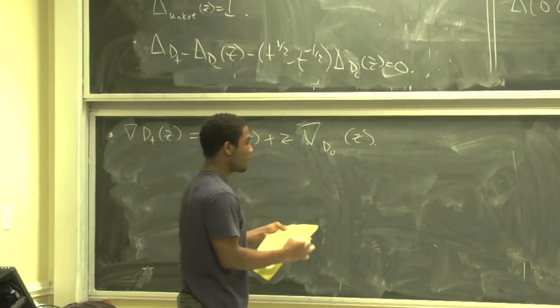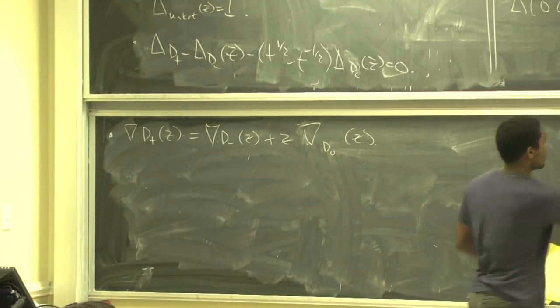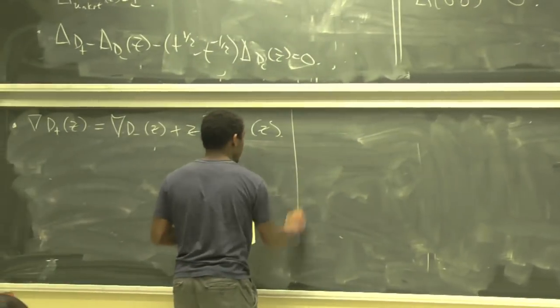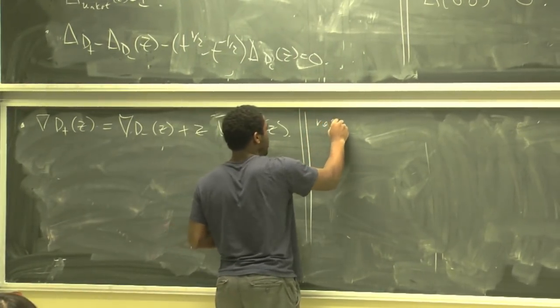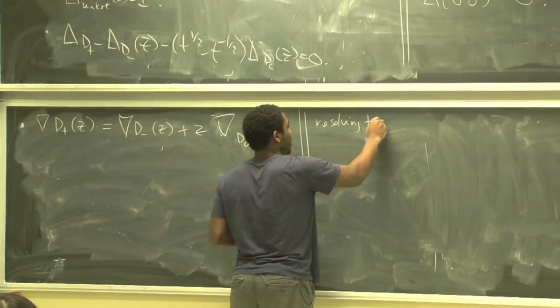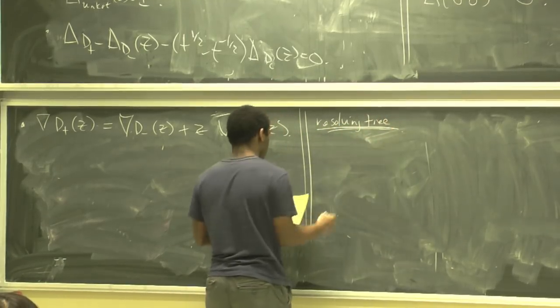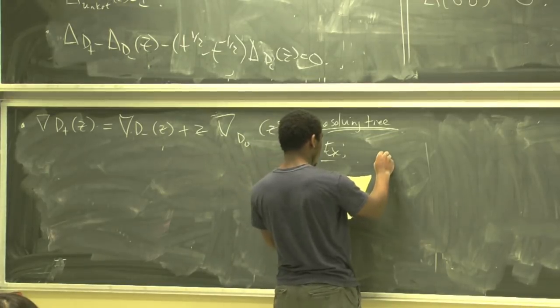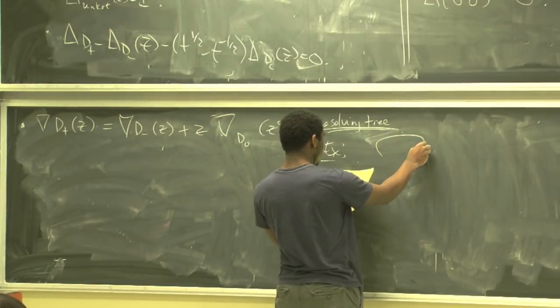Right. So instead of using this polynomial business, these matrices, say I gave you something like this. This is known as the resolving tree. Okay, so it's an example. Probably only have time to do one of these. So let's make sure I do this right.